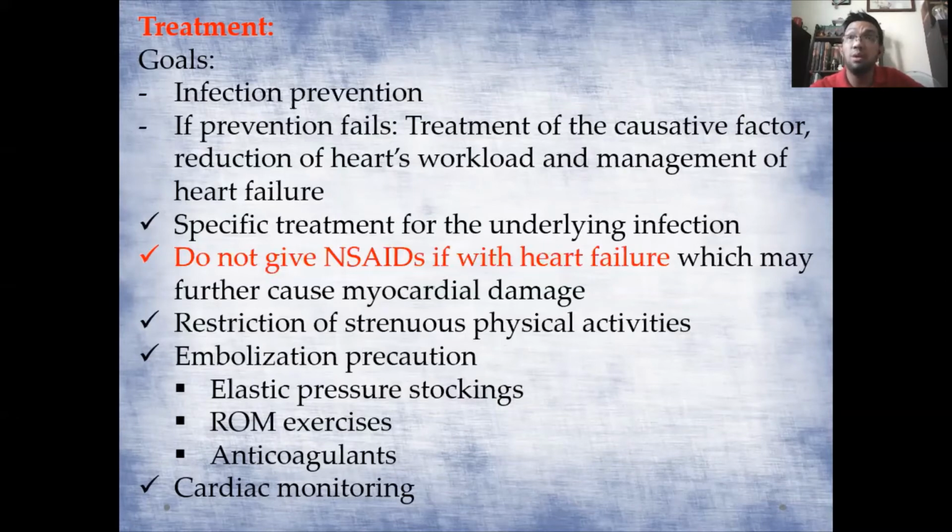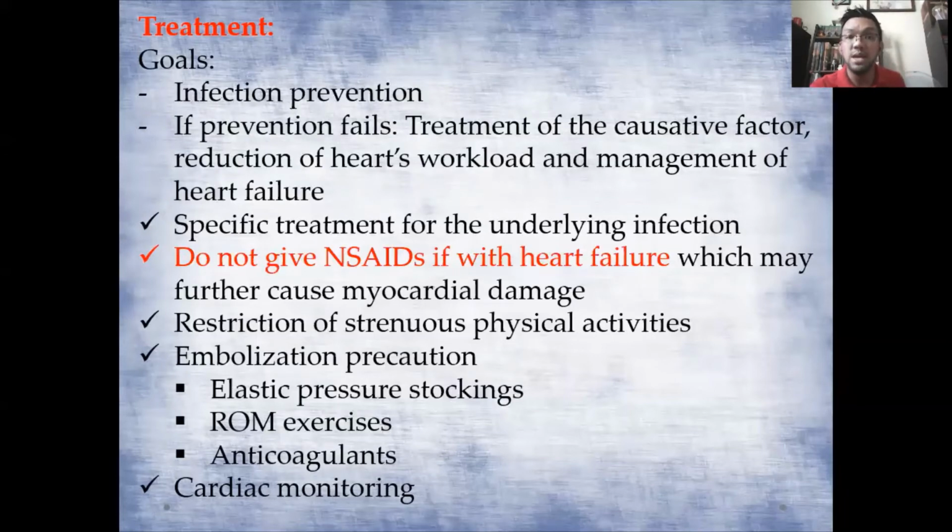So we are going to manage heart failure. That's a different discussion or lecture. And specific treatment for the underlying infection. So there are certain antibiotics that will be given depending on the type of microorganism that is causing the infection.